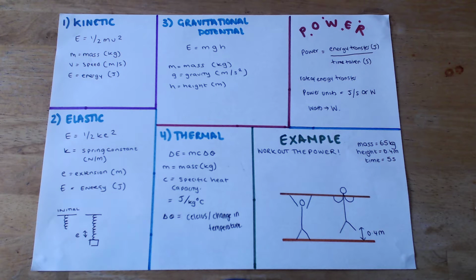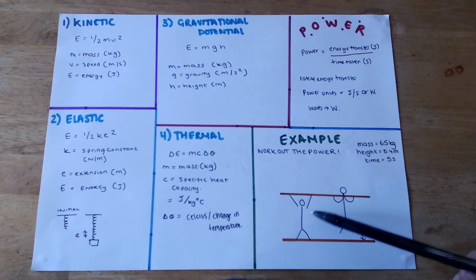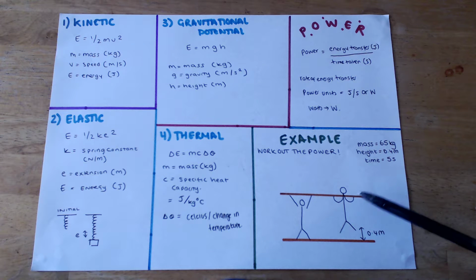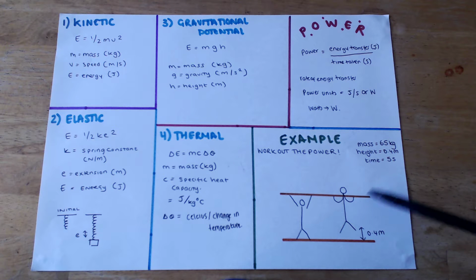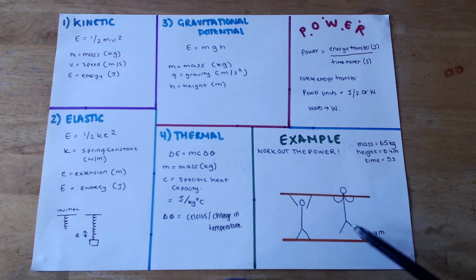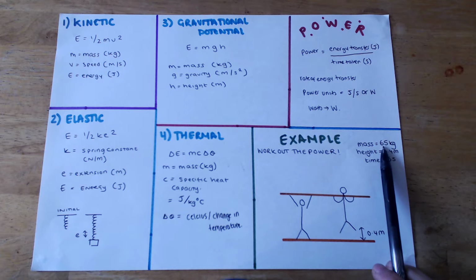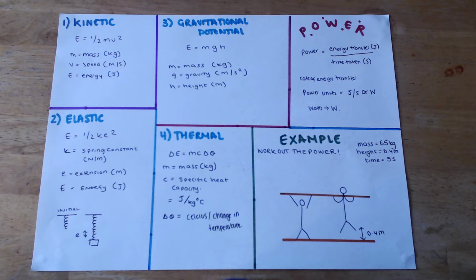Now let's have an example of relating all these things together. So you have someone, they're doing some chin-ups in the gym. So they're moving a distance 0.4 meters off the ground for every chin-up. It takes them 5 seconds to do one single chin-up. Okay, and we know their mass, which is 65 kilograms. So pause the video and let me know how you would work out the power, knowing the mass, the height, and the time it takes to do one single chin-up.